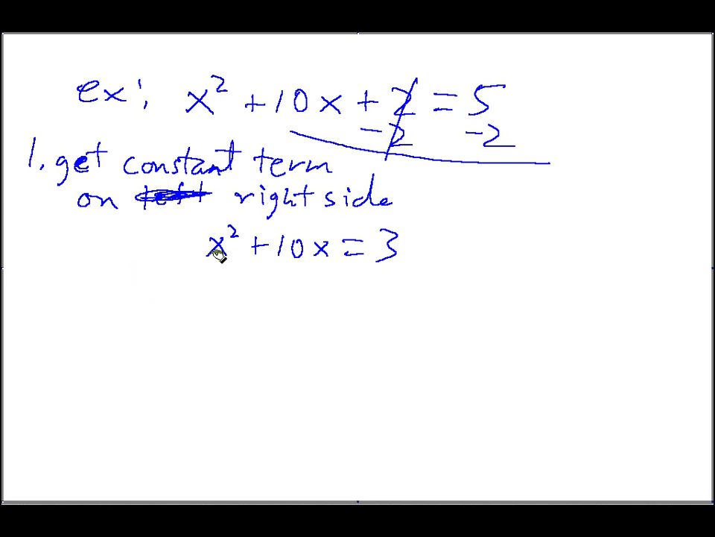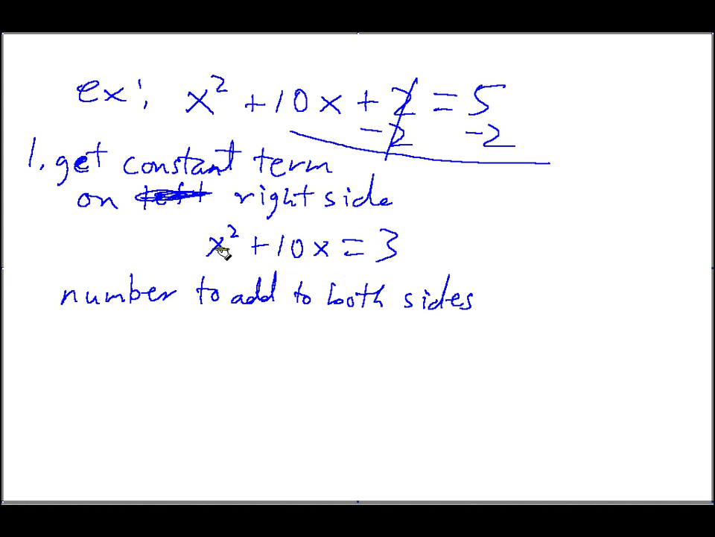Well, we're going to figure out a number to add to both sides. That number is going to be related to this 10 right here. It's going to be related to the x coefficient. Here's what we do. Here's the number to add to both sides. Now, why am I adding a number to both sides? I want to add a number to both sides so that the left-hand side becomes a perfect square. That's the reason for that.